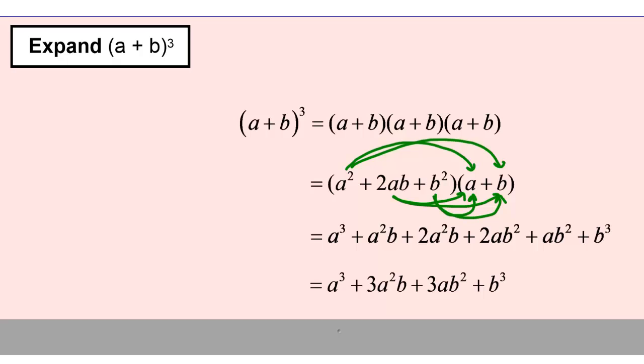The one thing I want you to notice is the different coefficients that are in front of each of these 4 terms. The a cubed and the b cubed both don't have a coefficient, or there actually is a coefficient, it's just the number 1. And the 2 middle terms have the coefficient of 3. Where have we seen those 4 numbers before?